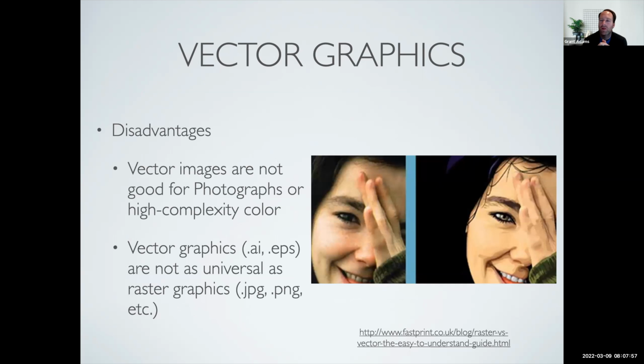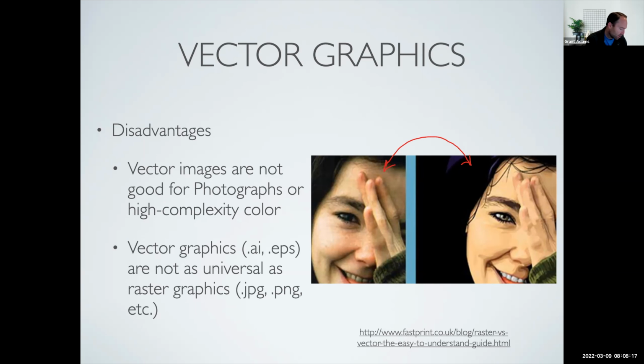So you say, well, why don't we have all images as vector graphics? Well, there are some distinct disadvantages to vector graphics as well. Vector images are not as good as photographs for fine color changes or high complexity. And I think this image here is probably the best explanation of the two.